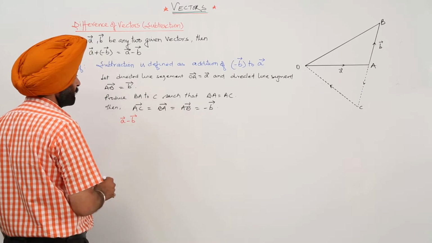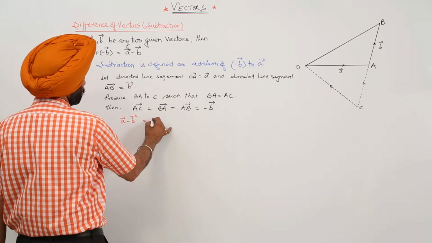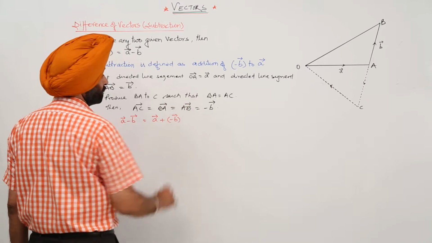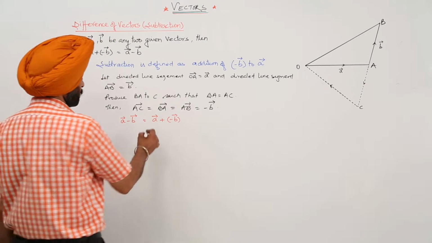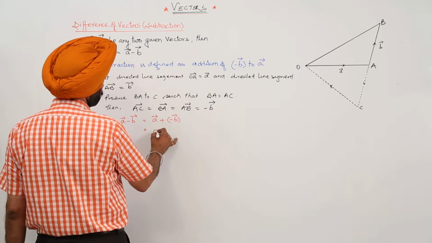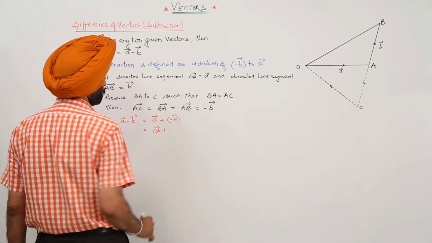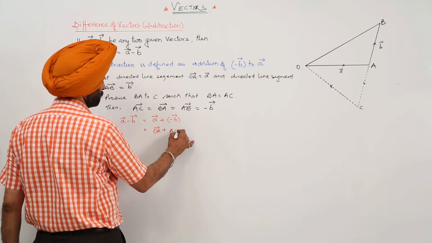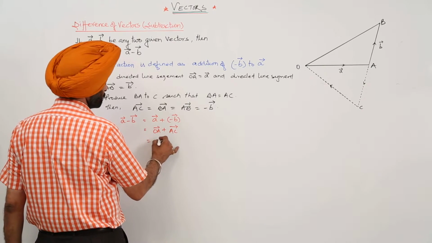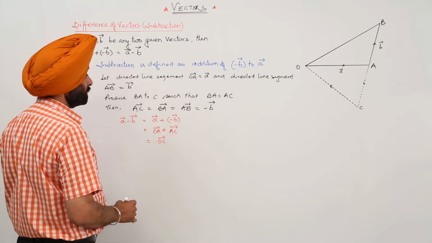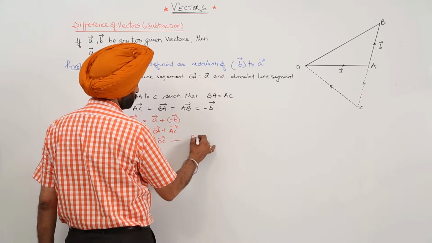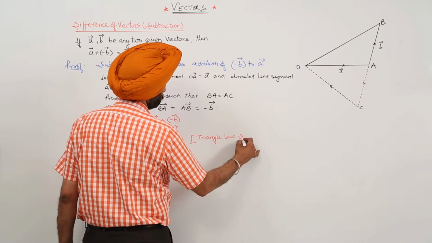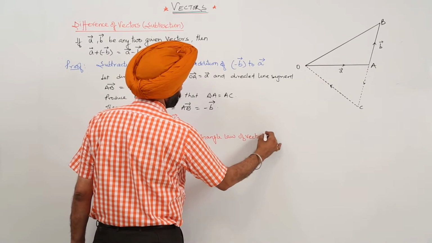Now vector A followed by negative of vector B can be written like this. Vector A is OA. Negative of vector B is AC, and this is equal to OC. Triangle law of vector.